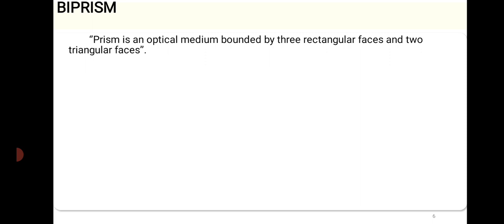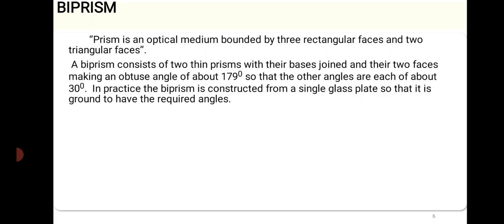In this session, we shall discuss the biprism. Prism is an optical medium bounded by three rectangular faces and two triangular faces. A biprism consists of two thin prisms with their bases joined and their two faces making an obtuse angle of about 179 degrees, so that the other angles are each of about 30 degrees.